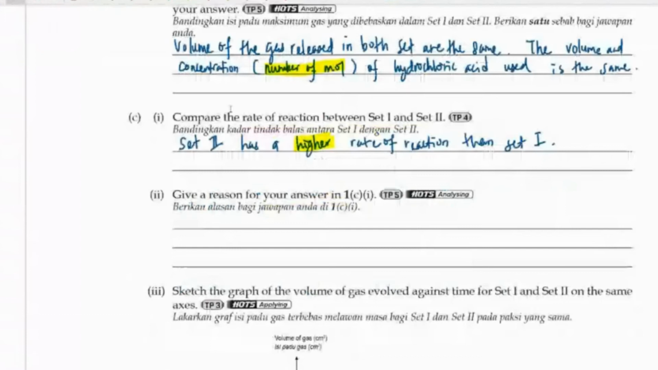But in the exam, most of the time we ask you to explain the answer using the collision theory, so collision theory needs more explanation. But now we just look into the factor only. Now sketch a graph of the volume of gas evolved against time for set 1 and set 2 on the same axis. Students may feel confused by on the same axis. What does that mean?